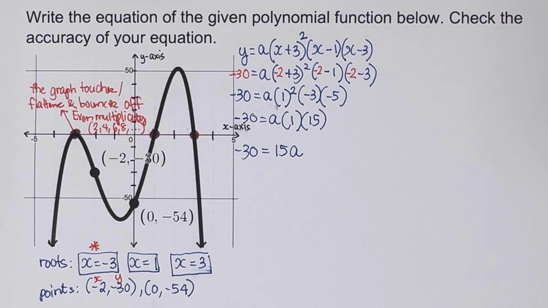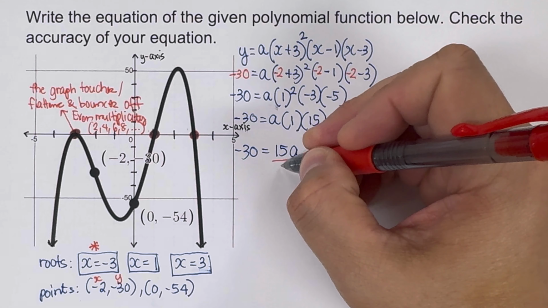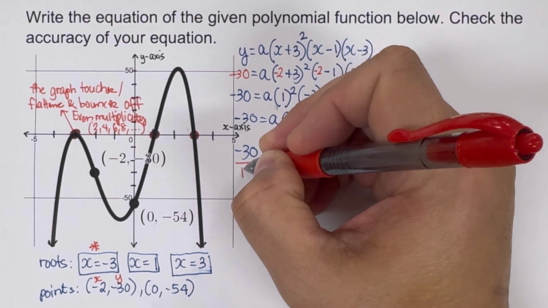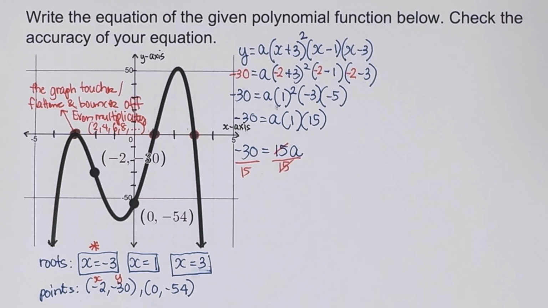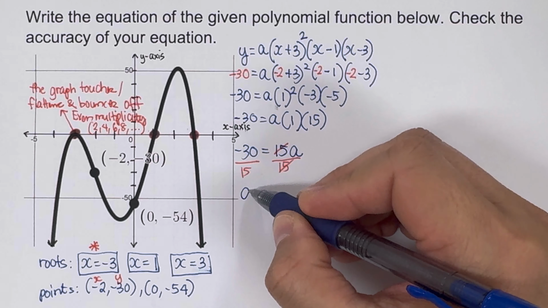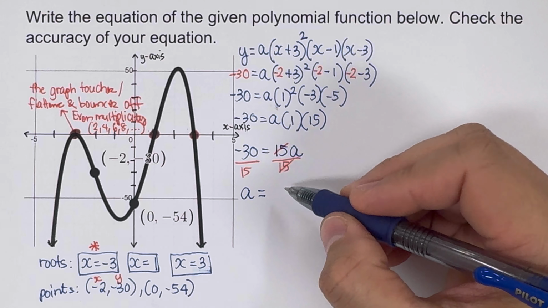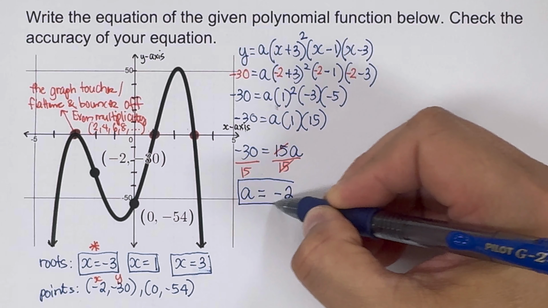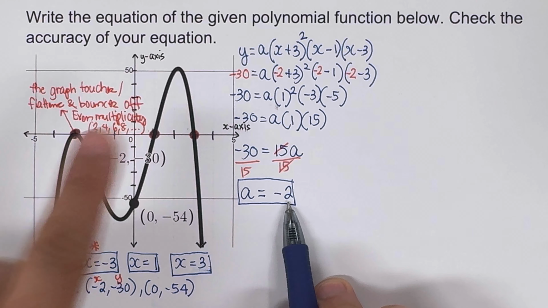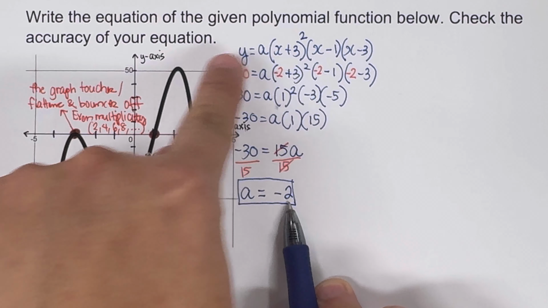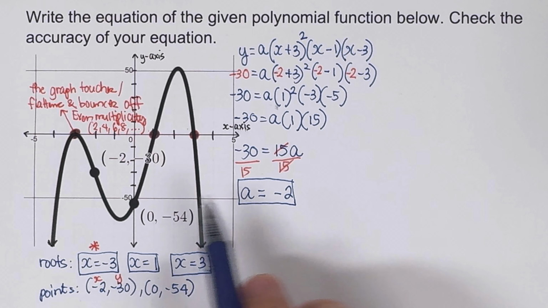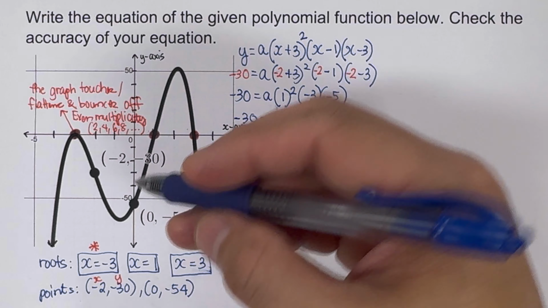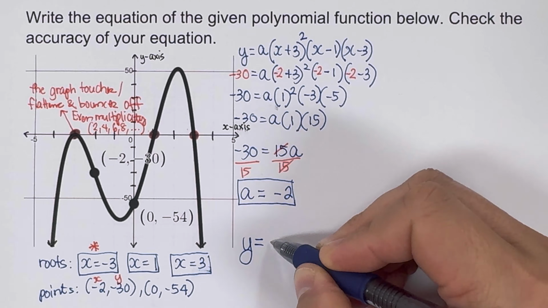Since we wanted to solve for a here, we're going to divide both sides by 15. Dividing this by 15, we can cross that out. We could go ahead and say that our a value, or the stretch factor, is -2. So what we do now is plug this -2 into the equation that we have right here, in place of a, and that would be the equation for this graph. So the equation for this graph would look like this.